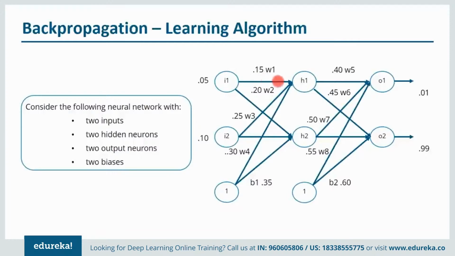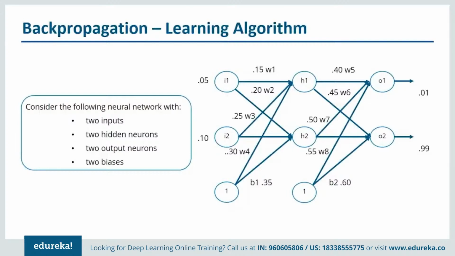So 0.15 W1, 0.20 W2. These are the weights. Plus we have two biases as well. Now what we need to do is make sure that we have weights in such a way that we get output as 0.01 and 0.99. But let us see if we get that same output when we provide these kinds of weights.